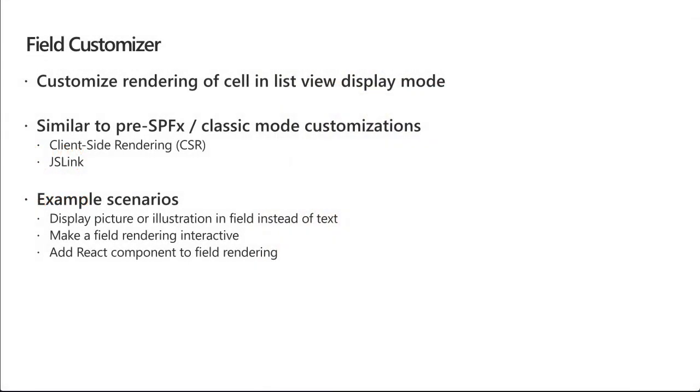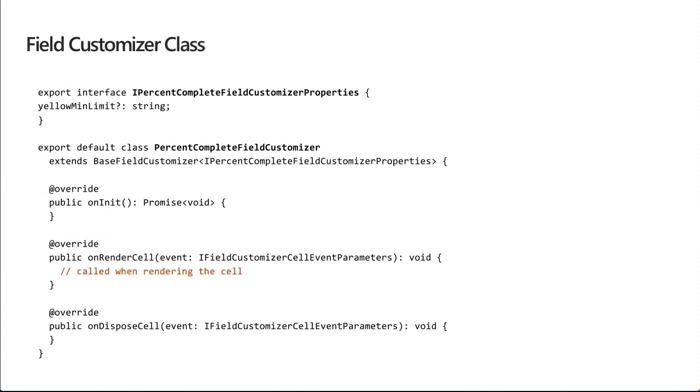A field customizer allows us to customize the rendering of a cell in a list view display mode. It's similar to the pre-SharePoint Framework or classic mode customizations that you're familiar with, client-side rendering and JS Link. Some really common scenarios for it are displaying a picture or an illustration in a field instead of just simple text. Maybe you also want to make a field rendering a little more interactive. And maybe you even want to have a React component be responsible for rendering out your field.